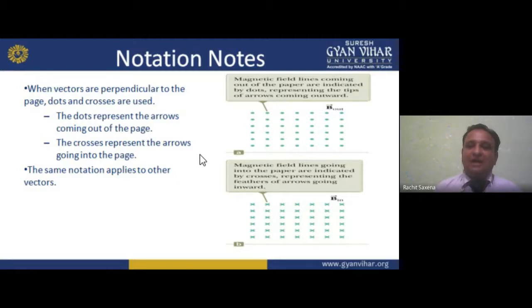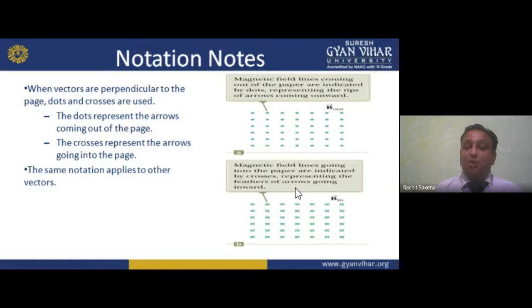So magnetic field lines coming out of the paper are indicated by dots here. Now here it is shown representing the tips of arrows coming outwards. Tips of arrow coming outward like this. Okay, coming outwards. Secondly, we have the B diagram.